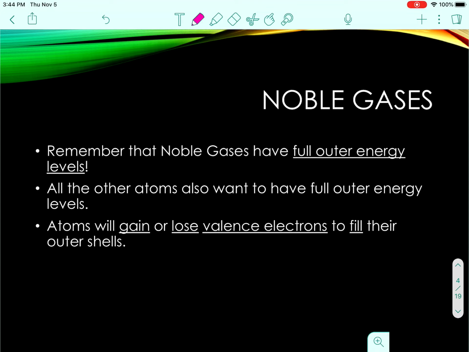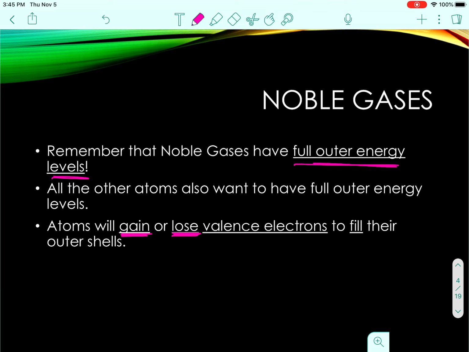Noble gases. So we've talked about the noble gases and how they have full outer energy levels, and that's what makes them so special. Well, they're actually so special that all the other atoms want to attain that same electron configuration. They want to have a full outer shell. They want their valence electrons to be full. That makes them very stable. To do that, though, that means that they either have to gain electrons, or they've got to give some electrons away.